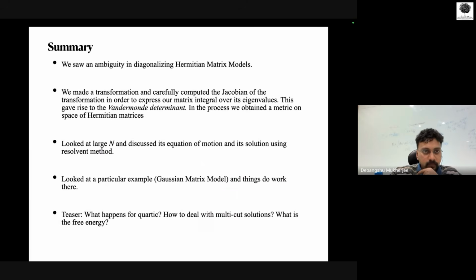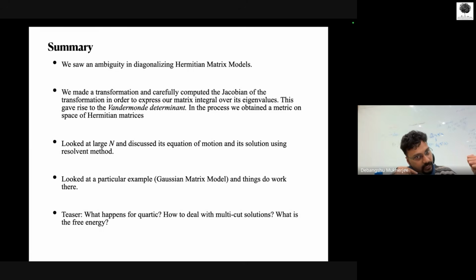So in summary, what we saw was, at the very beginning, there was this ambiguity in diagonalizing Hermitian matrix model. We sort of extracted out this ambiguity, we calculated its volume, and we at the end demanded that things that I am going to calculate within the integral have to be independent of these so-called angular variables. We made this transformation and carefully computed the Jacobian in order to express our matrix integral. And this gave rise to what is known as the Vandermonde determinant. So in this process, we obtained a metric on the space of Hermitian matrices also.